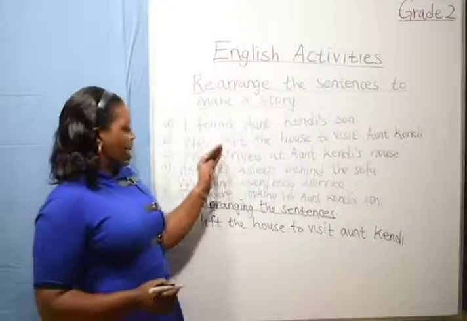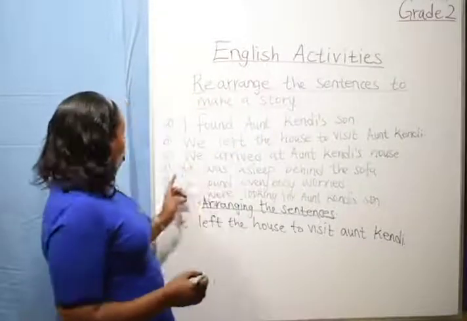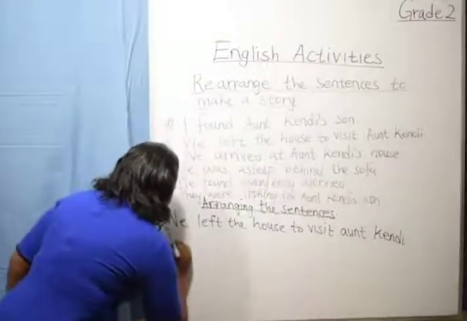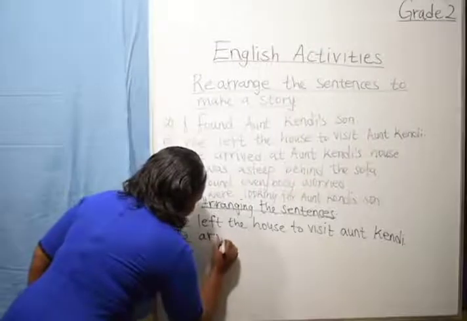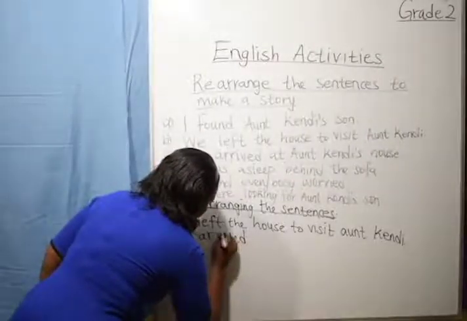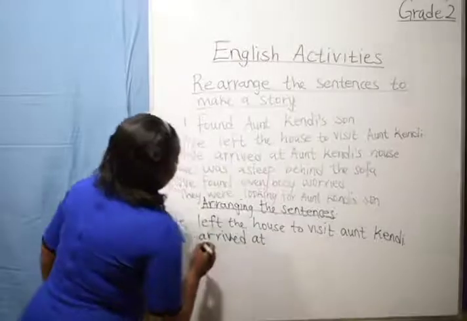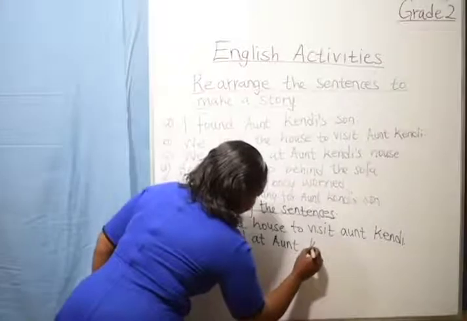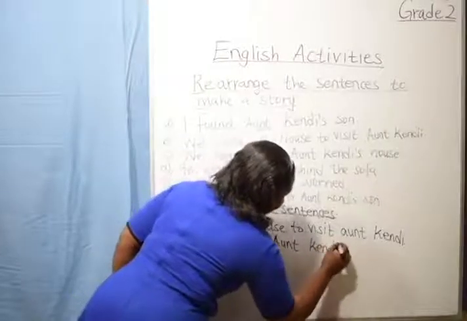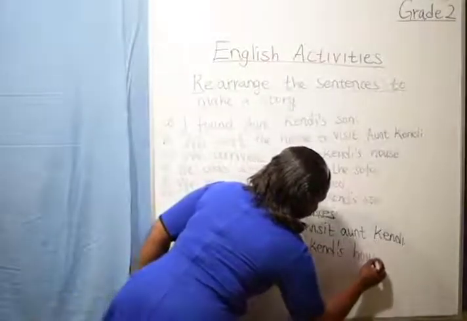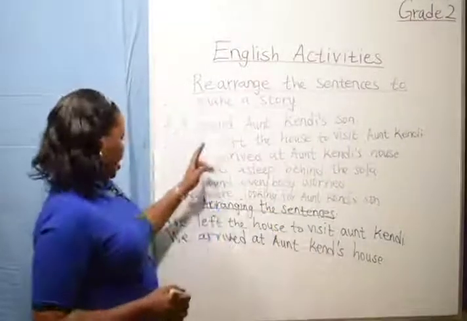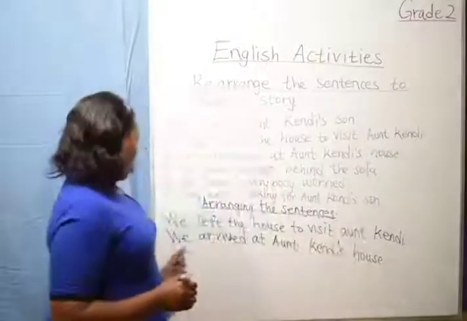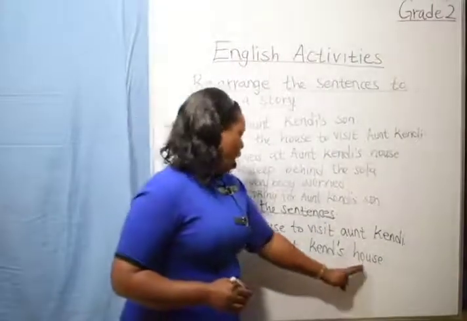Now, after we left the house to visit Aunt Candy, we arrived at Aunt Candy's house. We have started with: we left the house to visit Aunt Candy. We arrived at Aunt Candy's house.